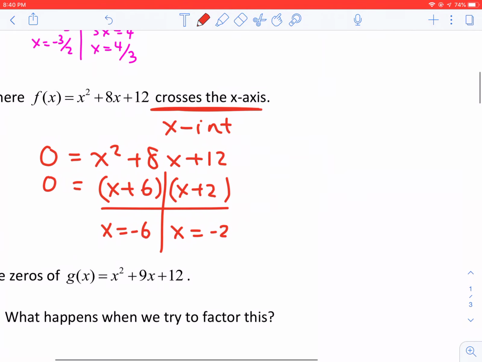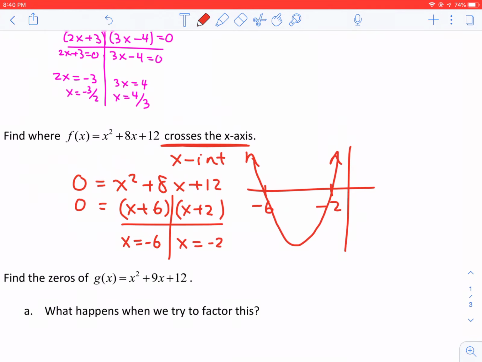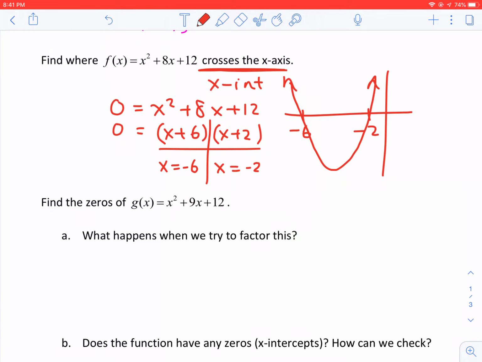So no problems here. If I make a really quick sketch, it means the graph is going to cross at negative 6 and at negative 2. Alright, so next one, find the zeros of x squared plus 9x plus 12.